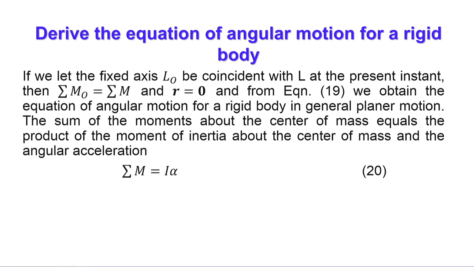So, from these, three basic equations we have got. Two axes we have already told you, L and L 0. If r equals 0, that means the distance between the fixed reference point O and the center of mass is 0, then M 0 becomes M, and the total moment equals the moment of inertia about the center of mass into the angular acceleration. So, this we have found out.